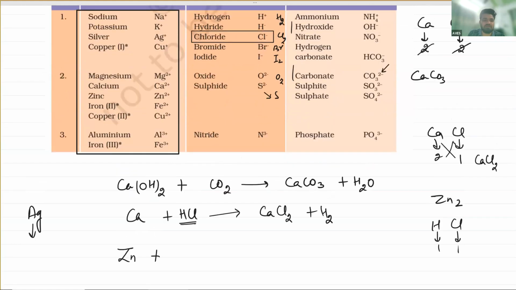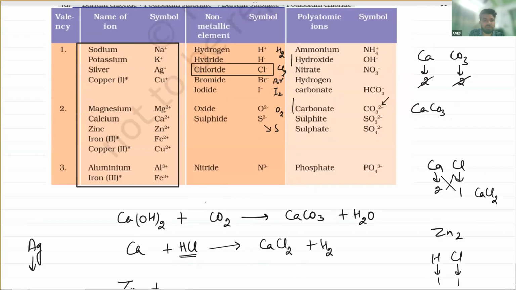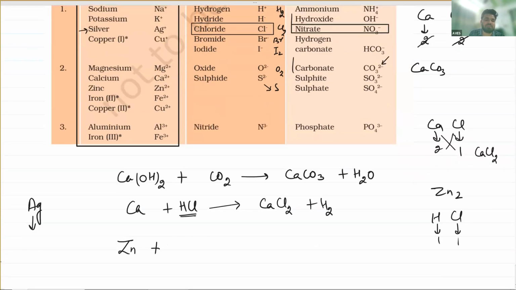You can check it here. Where is silver? This one is silver, Ag. So it has valency 1. And nitrate, NO3. NO3 is this one, nitrate. It has valency -1. So one is +1, another is -1, so they both combine. Both have the same valency, 1 and 1, so they will form AgNO3.